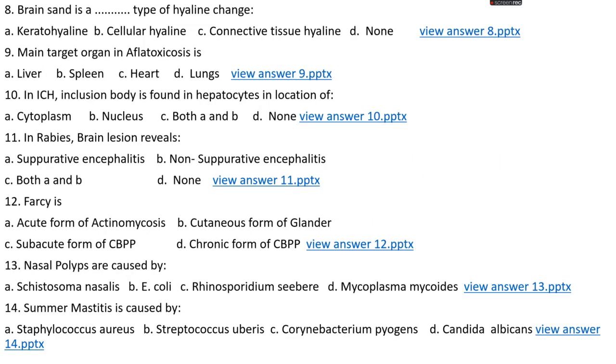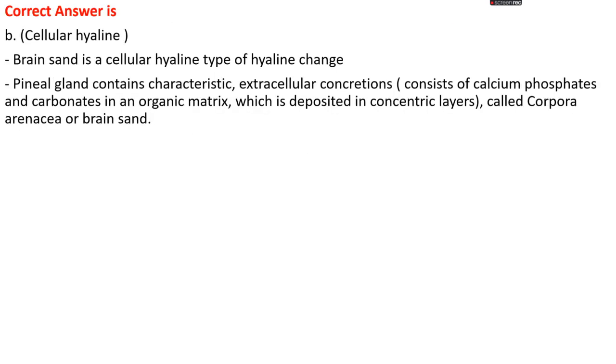Question number 8. Brain sand is a dash type of hyaline change. Option A, keratohyaline. Option B, cellular hyaline. Option C, connective tissue hyaline. Option D, none. The right answer is option B, that is cellular hyaline. Brain sand is a cellular hyaline type of hyaline change.